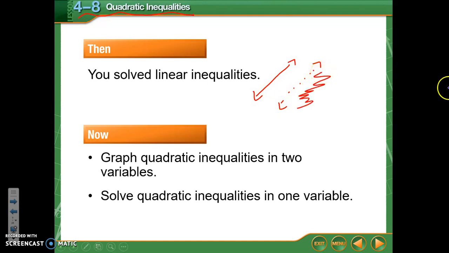It's exactly the same with parabolas. We decide if we're going to graph the parabola as a solid parabola or a dotted parabola, and if we're going to shade inside or outside of the parabola. And then we're also going to talk about how to solve them, meaning we're going to ask ourselves when they are greater than or equal or less than or equal to 0.